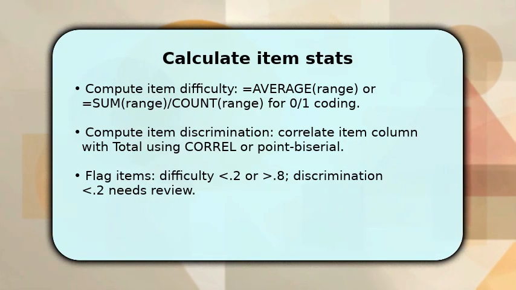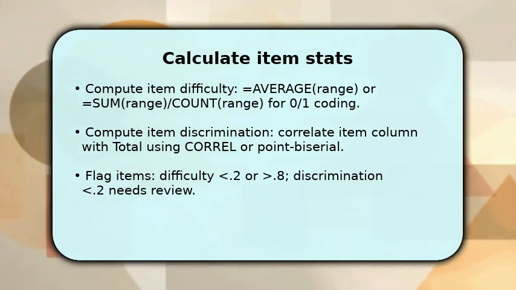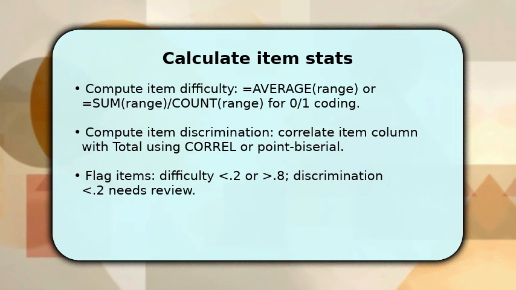You now calculate metrics that tell you how items behave. Use average on each item column to get difficulty. Difficulties near 0 or 1 indicate extremes.